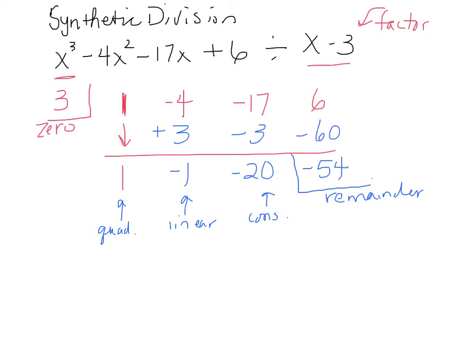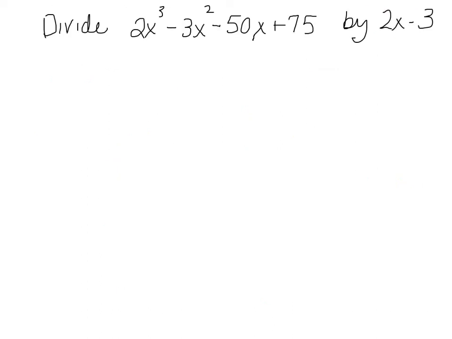So it should make sense that if you divide an x to the third by an x to the first, you're going to end up getting an x to the second divisor. So I have x squared minus x minus 20 with a remainder of 54 written over the divisor, which is x minus 3. Same deal here. So this is synthetic division, and I'll do another example here in a minute.